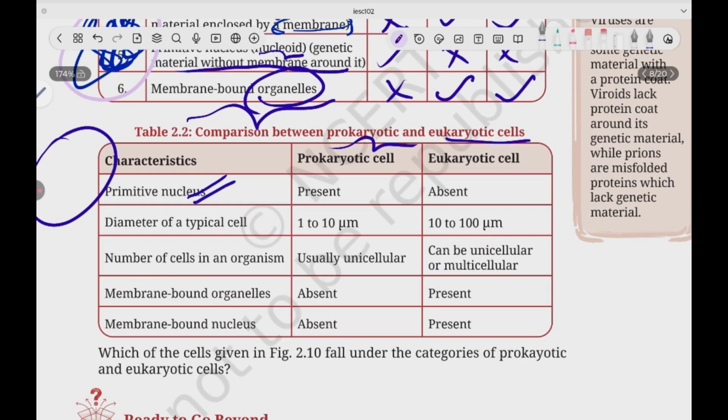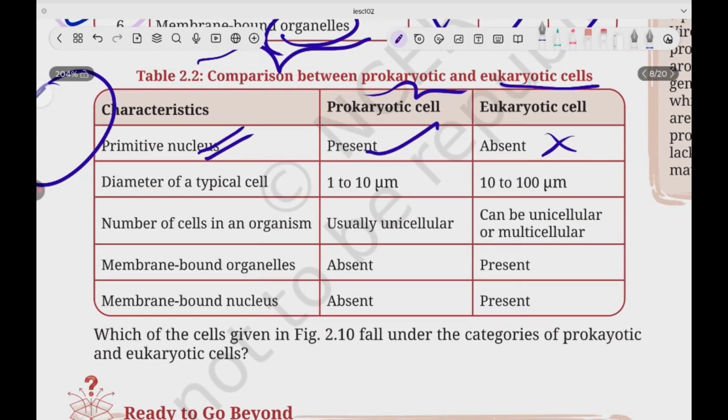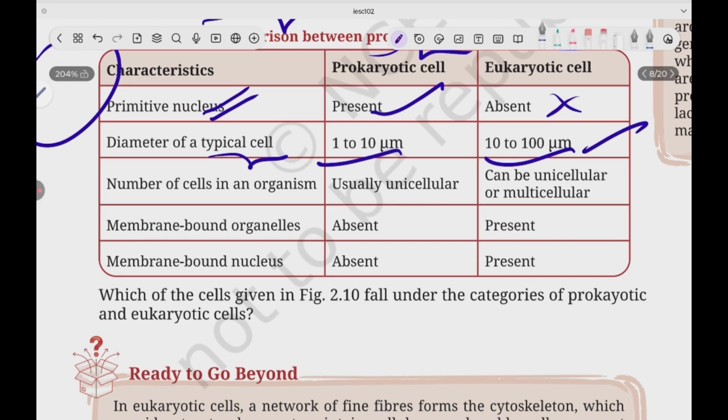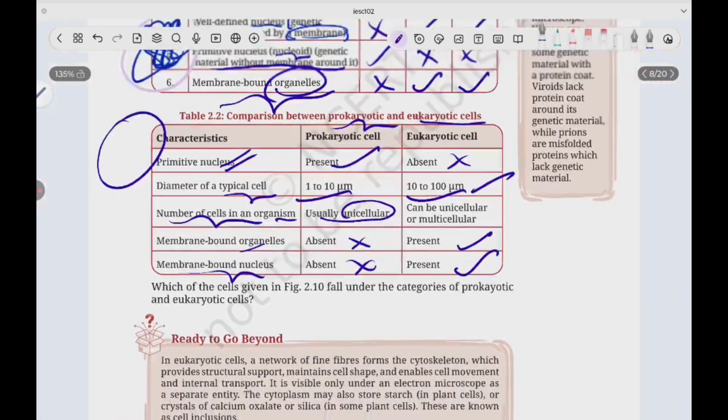Okay, now the comparison between eukaryotic and prokaryotic. First, primitive nucleus: present in prokaryotic, absent in eukaryotic. Primitive nucleus means without nuclear membrane. Diameter of a typical cell, you can revise it, keep it in mind. The next is number of cells in an organism: bacteria are usually unicellular, eukaryotic can be unicellular or multicellular. Membrane bound organelles are absent here, present there. Membrane bound nucleus absent, present. This is the main difference.